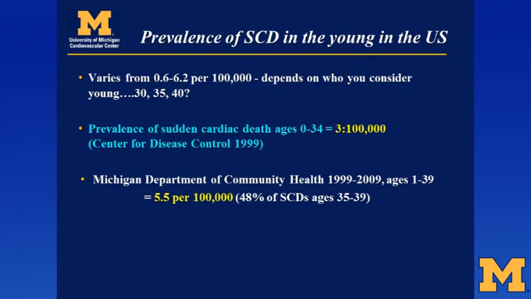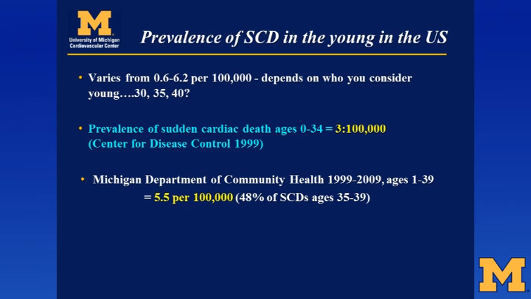So let's look at the numbers that we have. The prevalence of sudden cardiac death in the young in the United States varies anywhere from 0.6 to 6.2 per 100,000. It depends on a lot of things, but primarily on who you call young. It could be 30, 35, or 40 maybe the upper limit. And certainly if you include older adults in their 30s, then you're going to have a higher prevalence of sudden cardiac arrest.